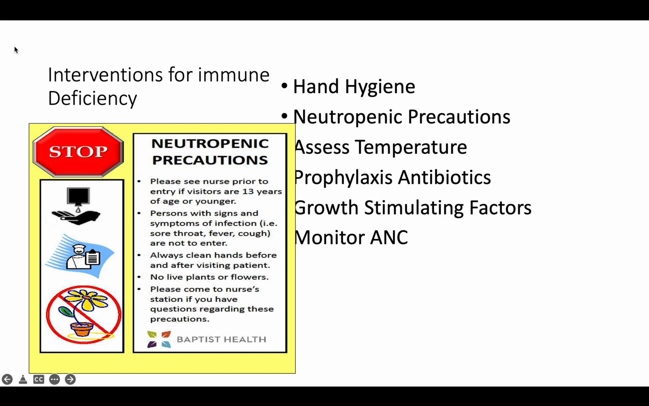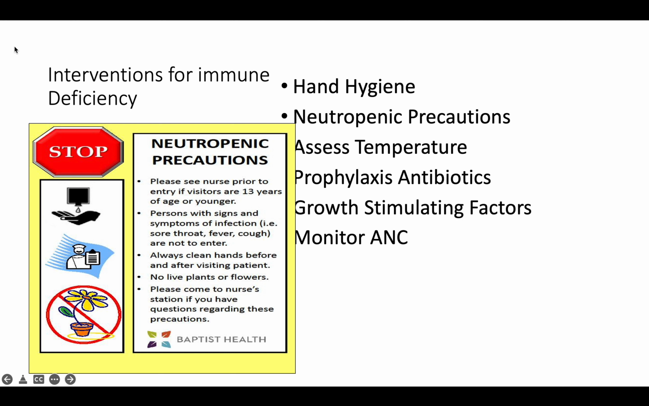Hand hygiene is going to be super important because it's the number one way to prevent the spread of infections. We're going to make sure that we're assessing their temperature. We may also put them on prophylactic antibiotics to prevent infections, prevent those foreign invaders or those weird types of infections that they can get. We can give them growth stimulating factors, right? Because this is a deficiency. So we can help them grow new white blood cells, and we're going to monitor that absolute neutrophil count.